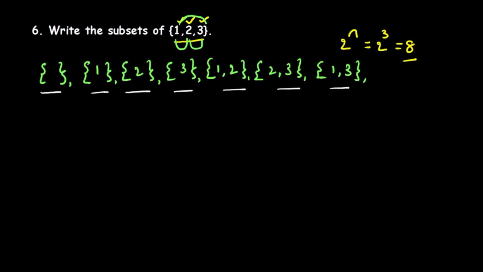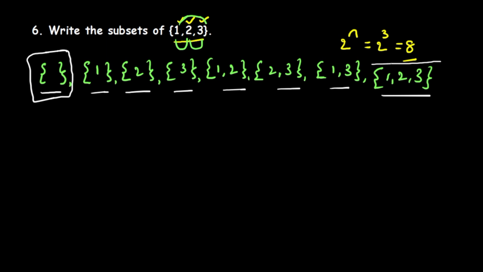The 8th one is the same set, that is 1 comma 2 comma 3, because here 2 important points you must learn: null set is a subset of every set and a set is a subset of itself. So these two we get commonly in every set's subsets. I hope you understood this one. For example, if there are 4 elements, like 1 2 3 4, then how many subsets we get? That is 2 to the power of 4, which is 16. So 16 subsets we get.